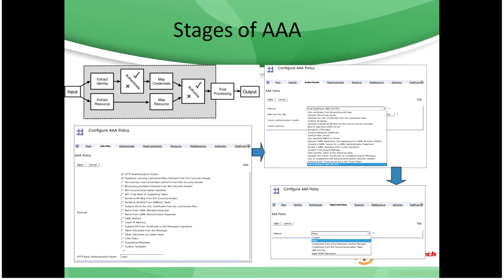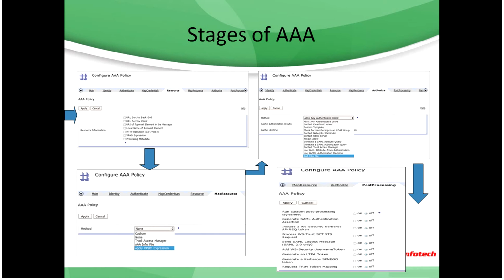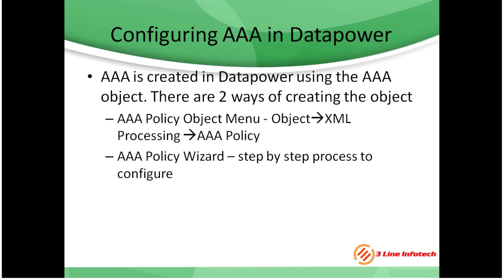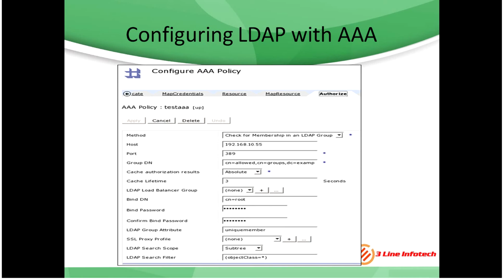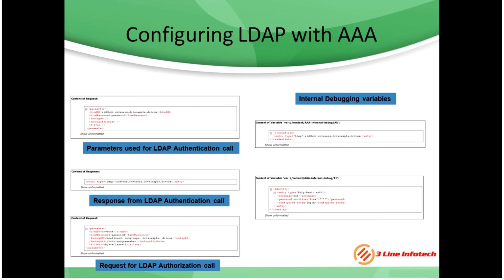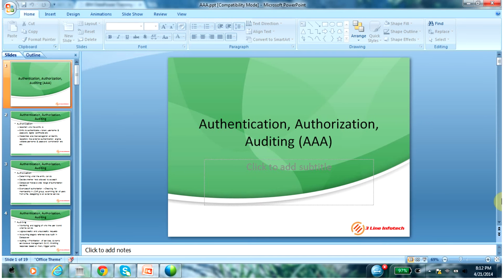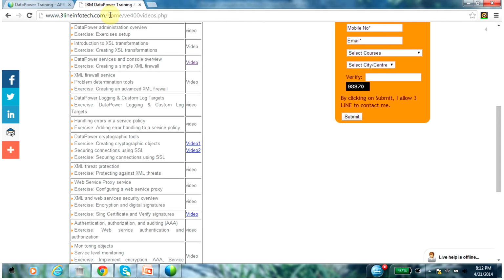This diagram shows how to create an AAA policy and AAA objects in DataPower. This is what we are going to do in an exercise now. You can leave these steps, because we are going to see them in a live exercise, and I am going to tell you how to do this. Okay. Now this is the exercise time for AAA. I am going to log into the DataPower box.